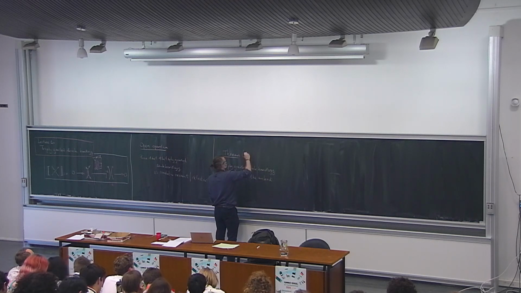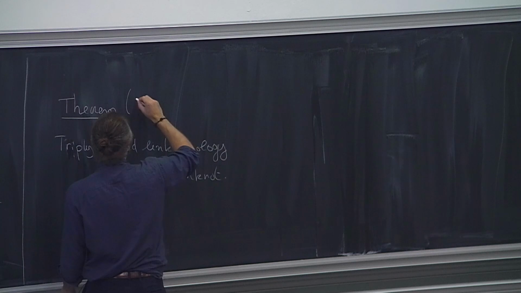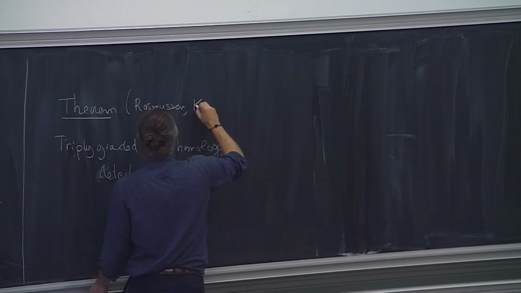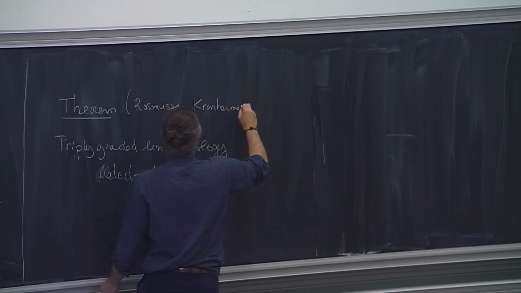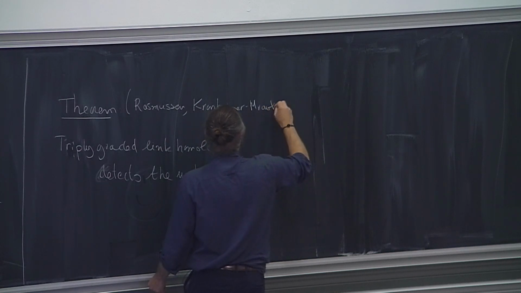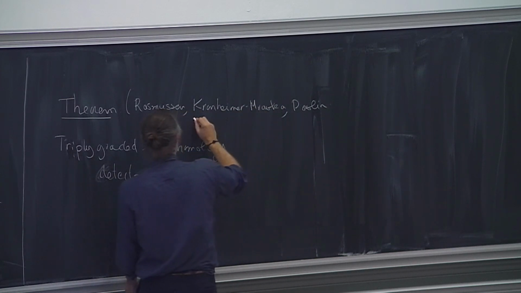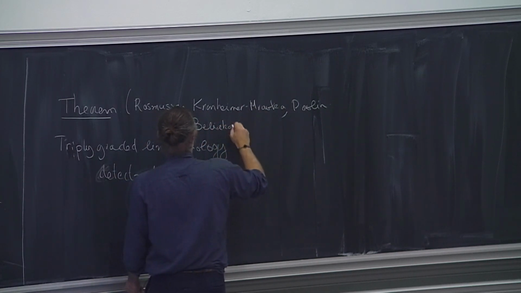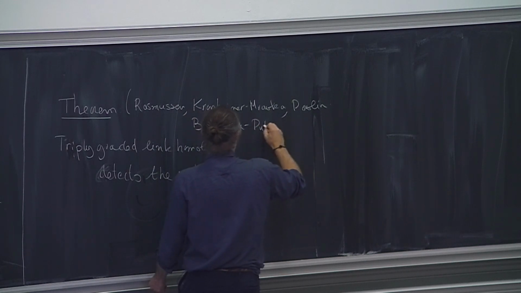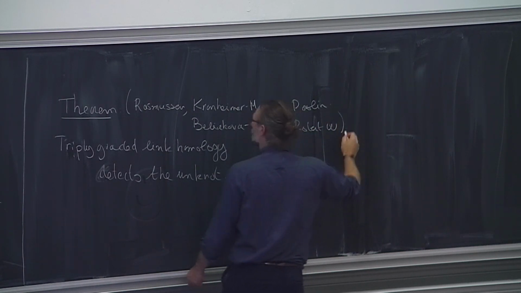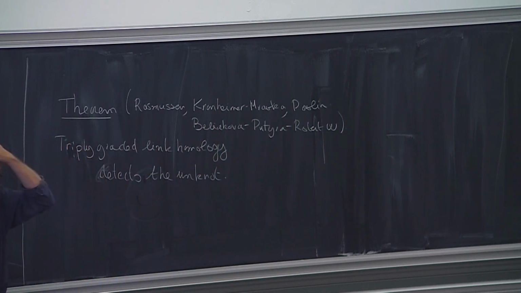So let's put, I guess the first one is Rasmussen. I will tell you why in a second. Then Kronheimer and Mrowka. Then Dowlin. And I will tell you a proof. Then Batson, Beliakova, Robert, and Wagner.